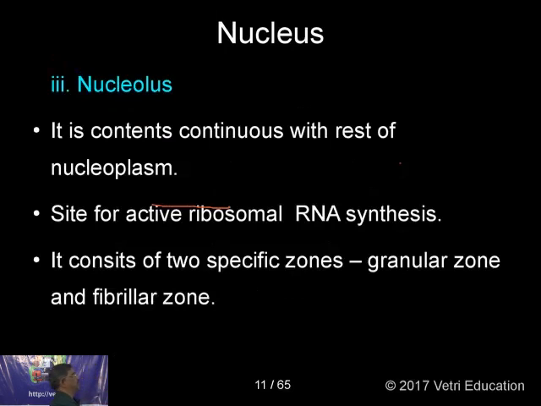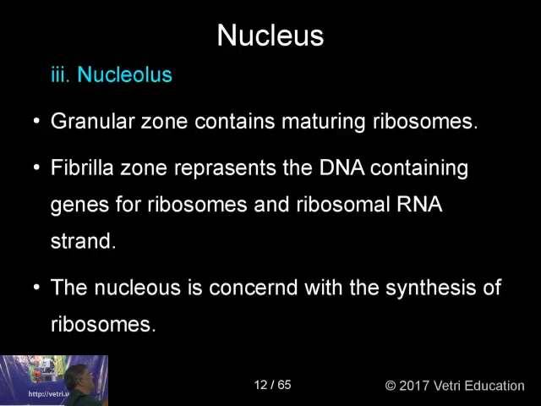Next, the nucleolus. It is continuous with the rest of the nucleoplasm and is the site of active ribosomal RNA synthesis, the site for formation of ribosomes. It consists of two specific zones, the granular zone and a fibrillar zone. The granular zone contains maturing ribosomes, and the fibrillar zone represents the DNA containing genes for ribosomes and ribosomal RNA strands. This is very important: the nucleolus is concerned with the synthesis of ribosomes.